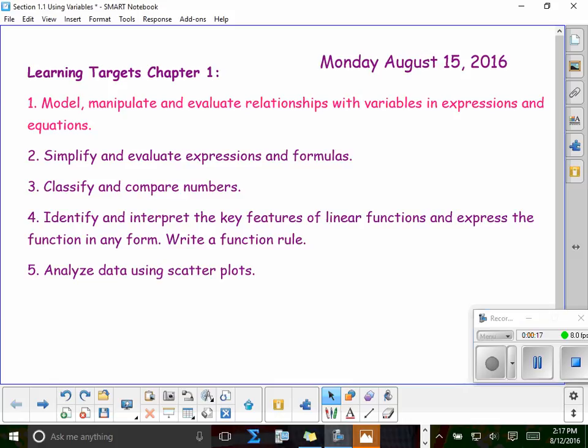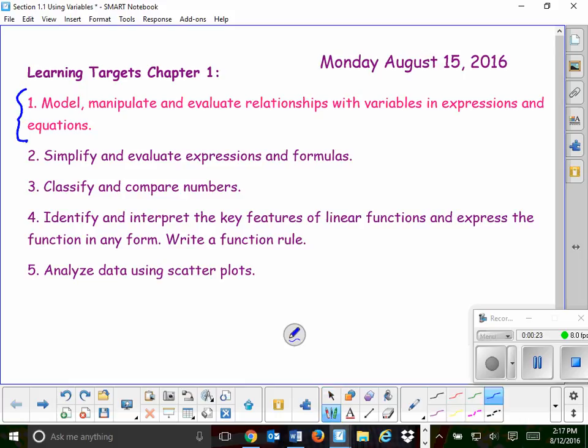Listed right here is our learning target: model, manipulate, and evaluate relationships with variables and expressions and equations. And you'll have a quiz on this learning target, and you'll have a test on it.